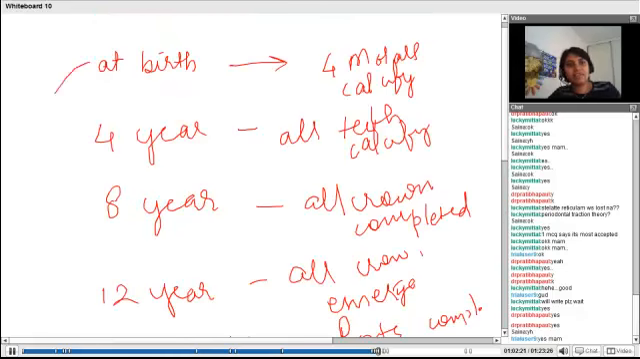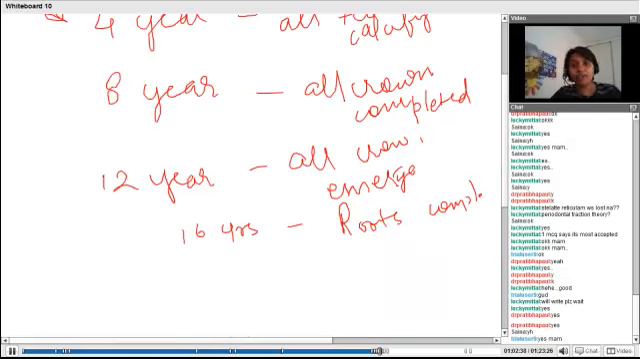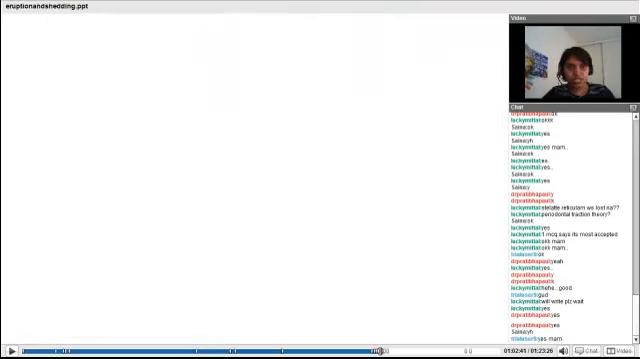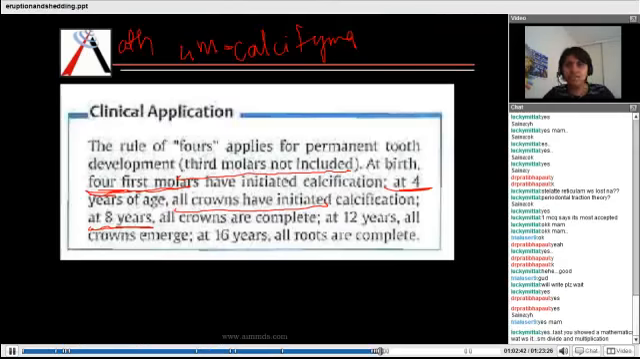So basically every 4 years something important is happening. There is an important landmark happening every 4 years. So at birth, 4 molars are calcified. At 4 years, all teeth calcify. At 8 years, all crowns complete. At 12 years, all crowns erupt. At 16 years, all roots are completed. So these are again important landmarks that could be probable.